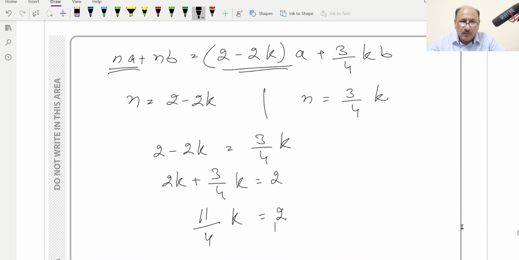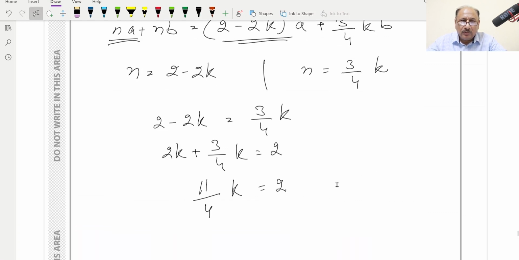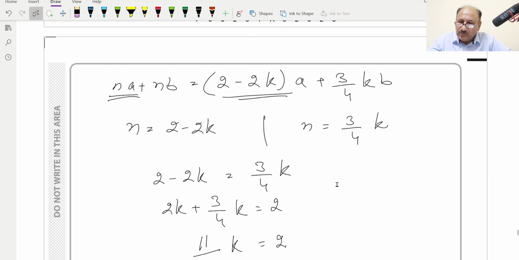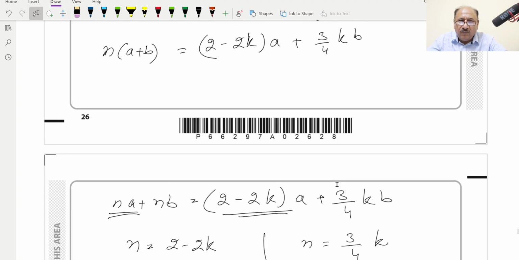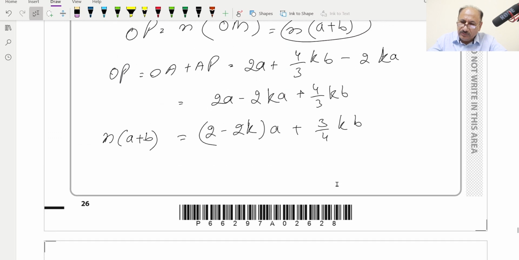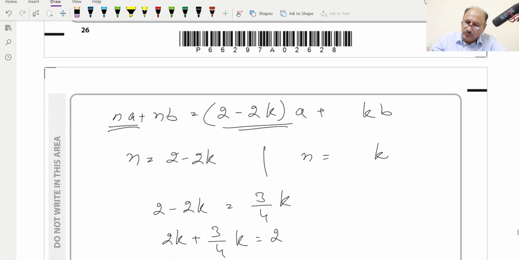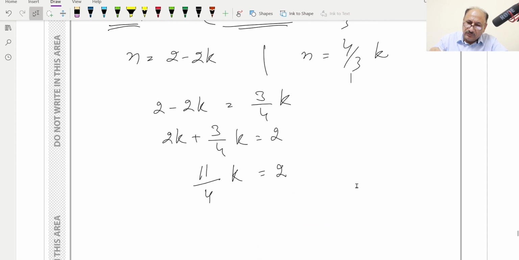So this is basically not 3 by 4. This should be 4 by 3. We made a mistake over here. This should be 4 by 3, and here also this one should be 4 over 3. See the mistake which we carried. So this will be 4 by 3 and this one will be 4 by 3.